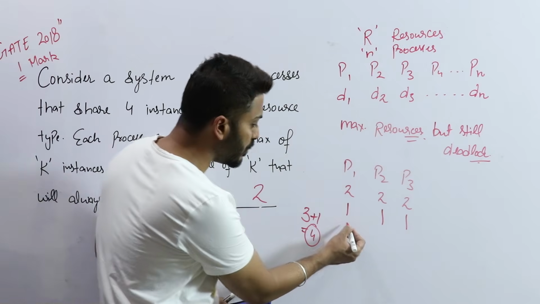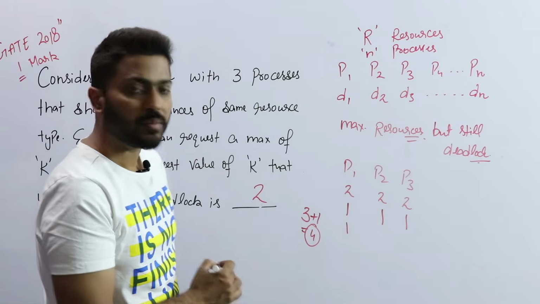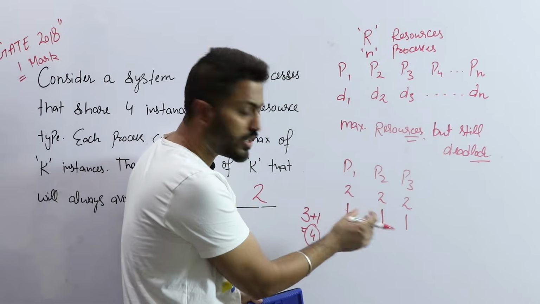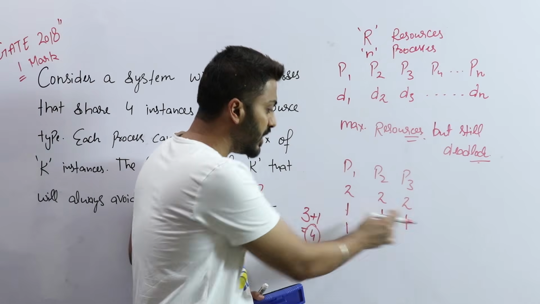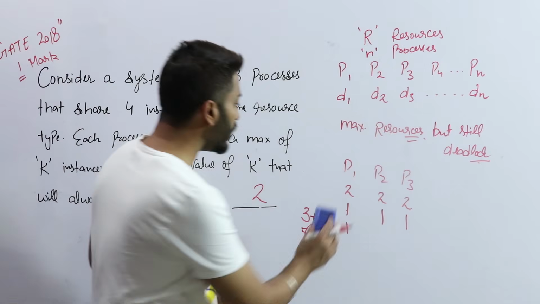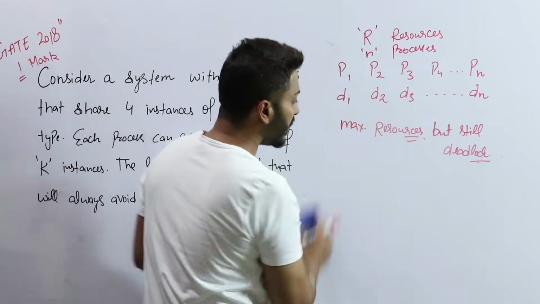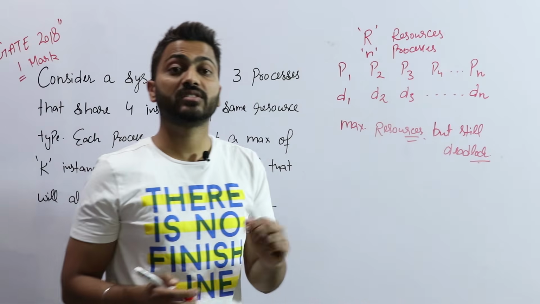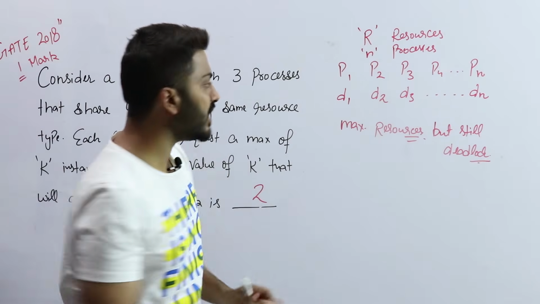What I will do, I will add one more and it will be free from the deadlock. If I add one more, means if I give 2 to P1, it will be executed. The resources will be free. They will be given to P2 and P3. They will also execute. So what we are trying to find is the maximum number of resources we can have, but still there is a deadlock. How to find it? Same.